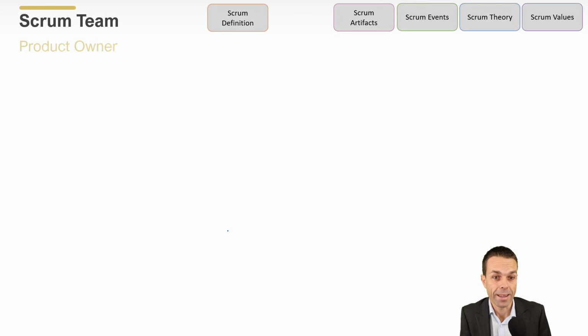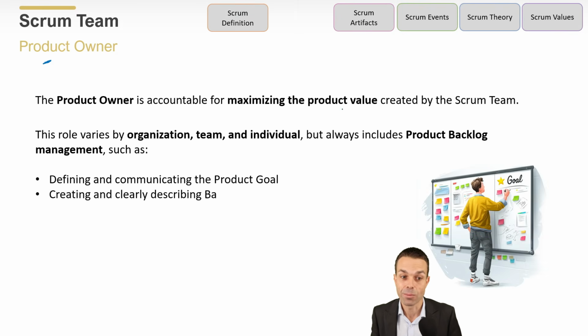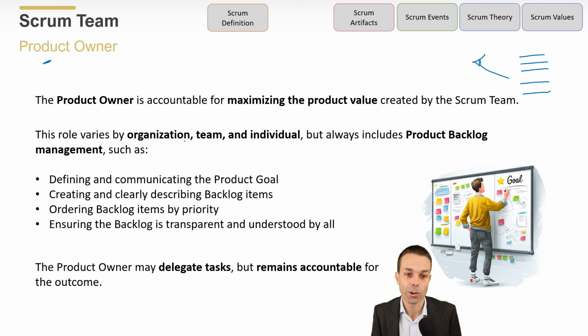Now, the product owner, on the other hand, is accountable for maximizing the product value created by the Scrum team. And mostly, again, they do that through the product backlog, that list of features that's going to meet the product goal. This role varies by organization, by team, and by individual, but it always includes product backlog management, such as defining and communicating the product goal, creating and clearly describing those backlog items, ordering those backlog items by priority, making sure we've got the highest value first, and ensuring the backlog is transparent and understood by all.